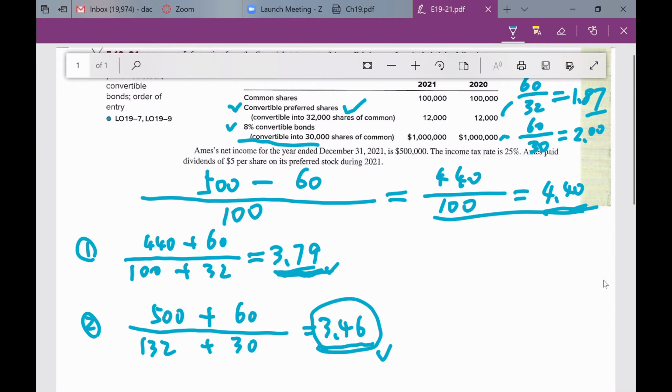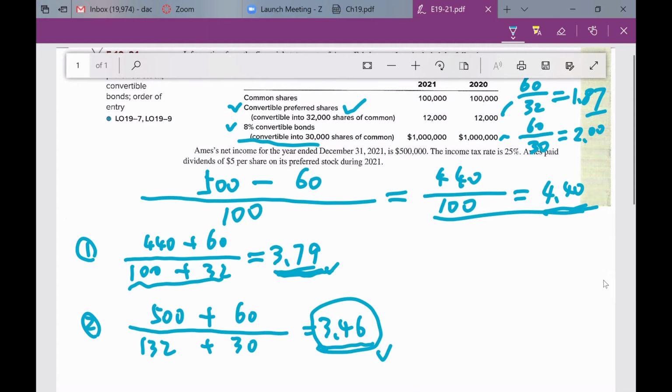Yes, go ahead. Why on the bottom, on the second example, you have 132 plus 30 instead of 100 plus 30? No, 132 is this, 132 total. You add to the previous one. Oh, okay. You see that, right? Yeah. Numerator is 500 because 440 plus 60. That's why I got 500. So we need to do it in order. Yes, we just add one at a time because we have two convertible securities. You can only add one at a time.